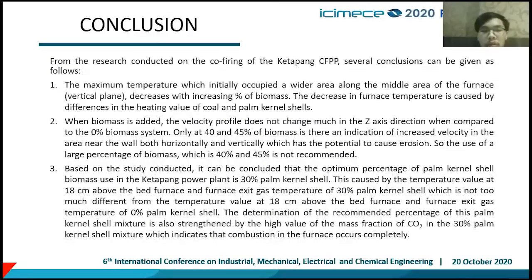So for the conclusion, from the research, we can conclude that first, the maximum temperature, which initially occupied a wider area along the middle area of the furnace, decreases with increasing percentage of biomass. The decrease in furnace temperature is caused by differences in the high heating value of the coal and palm kernel shells, where palm kernel shells have a higher heating value than the coal.